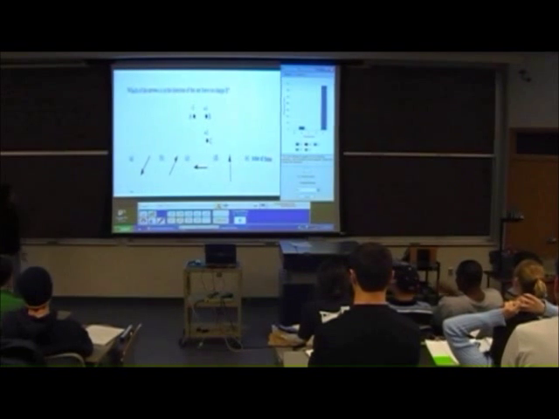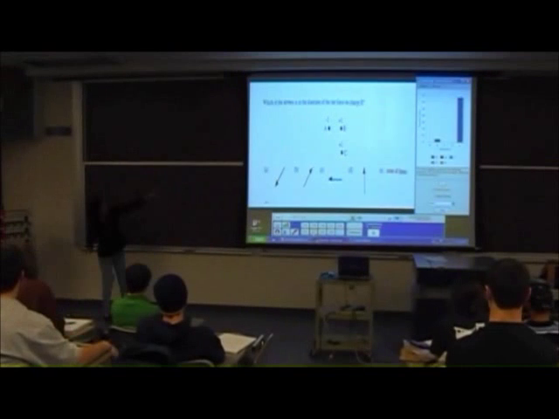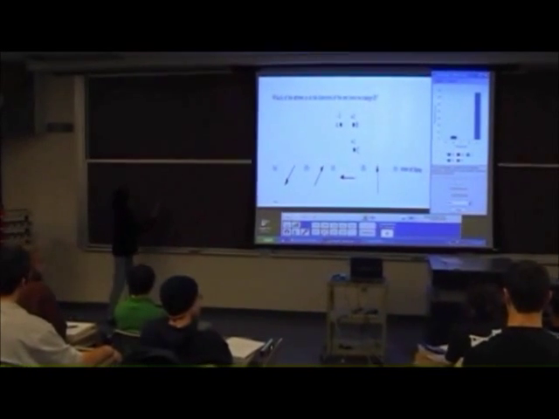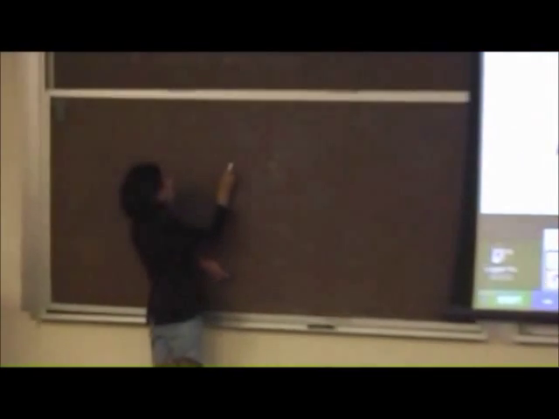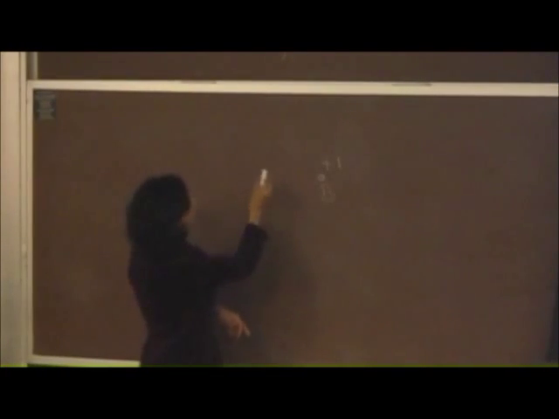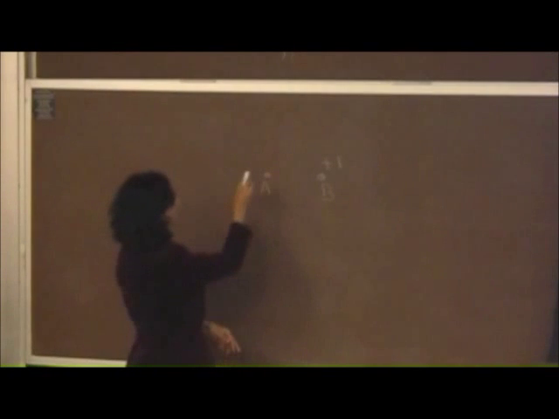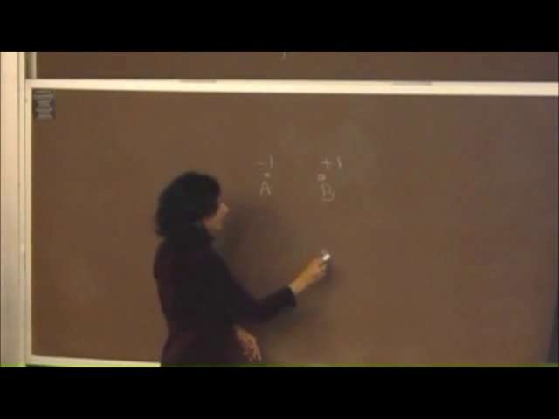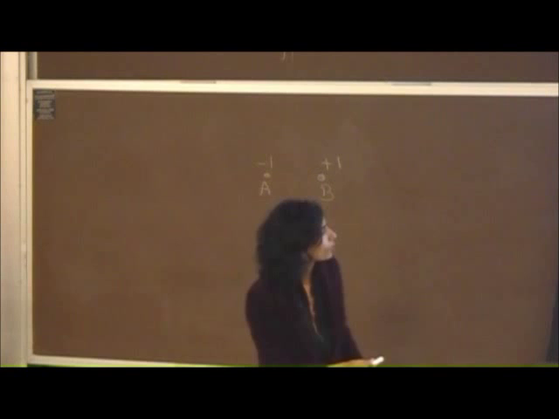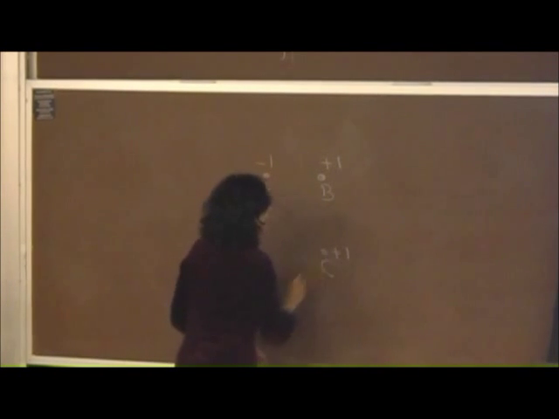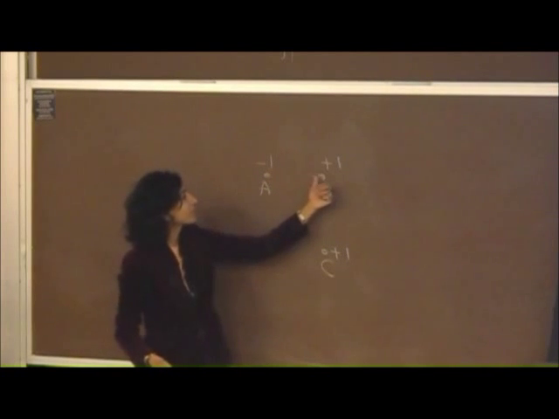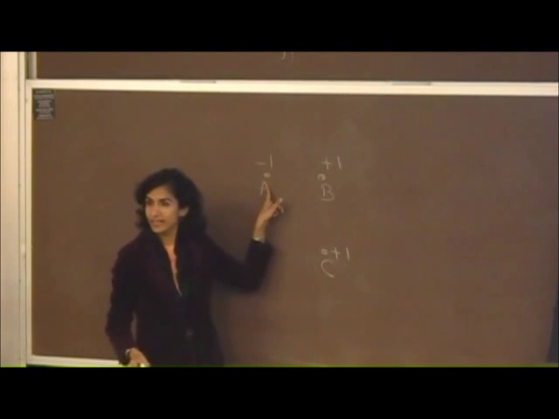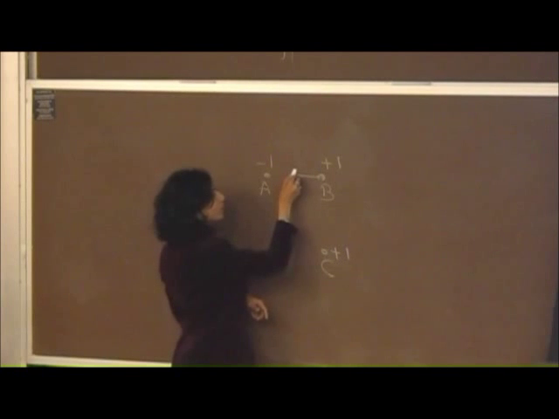So how can we do this problem? We have to find the force on B. So here is the charge B, which is plus 1 unit. This is charge A, which is minus 1 unit. And then here is charge C, which is plus 1 unit. And you can see that if we draw the free body diagram of B, it feels a force of attraction towards A, right? So there will be a force that will be pointing in this direction.